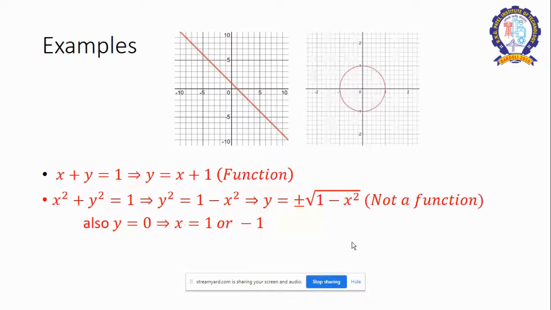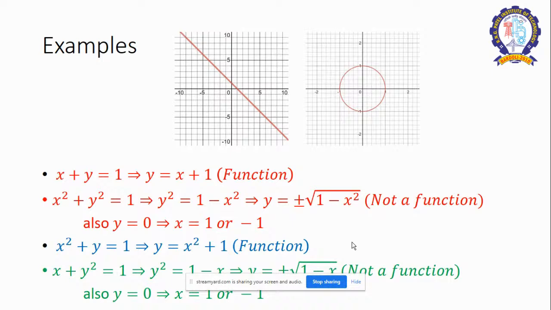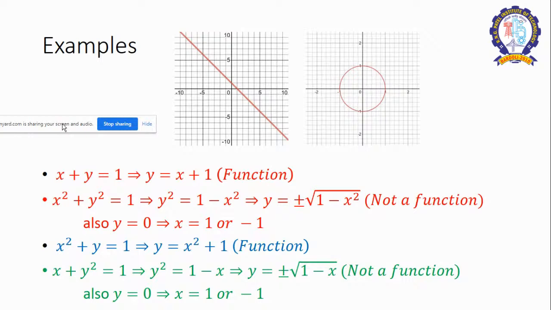Now when we sketch the graph of x² + y² = 1, it is a circle. There are two other examples here. x² + y = 1 implies y = 1 − x², so it is a function. And x + y² = 1 implies y² = 1 − x, that is y = ±√(1 − x). This is not a function.